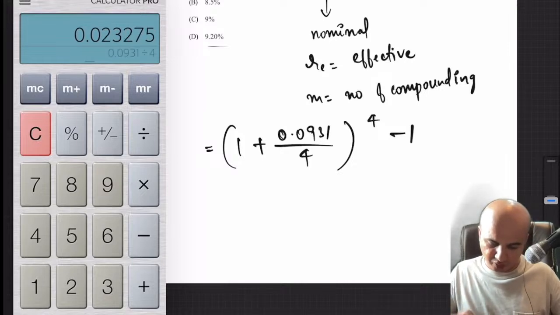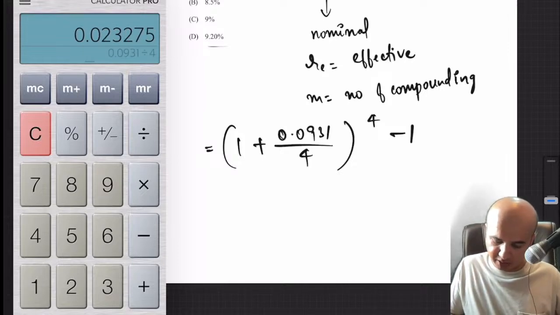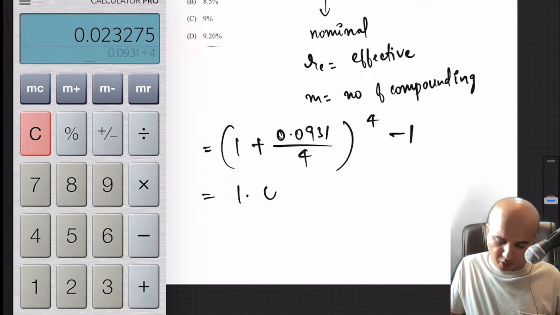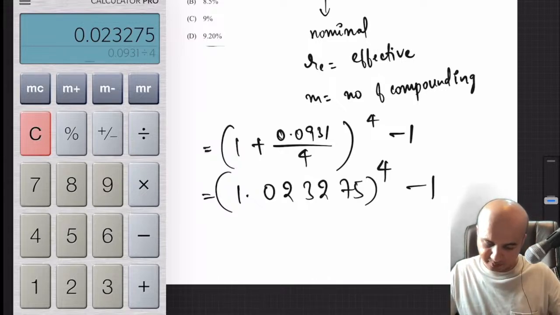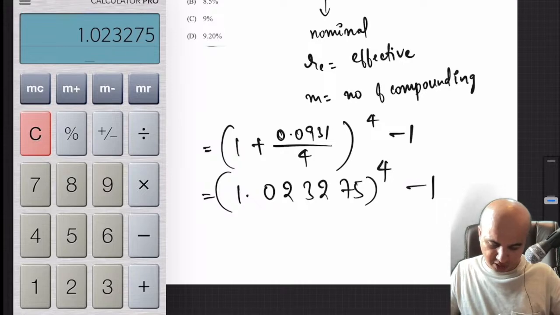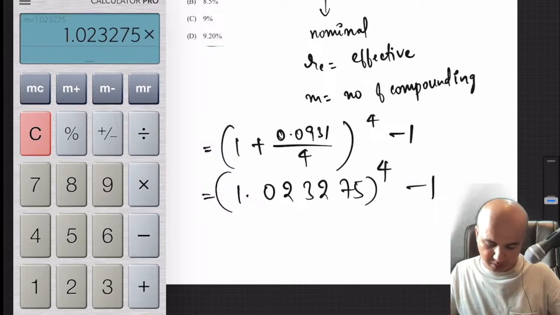0.0931 divided by 4 will be this much. 1.023275 to the power of 4 minus 1. Okay, 1.023275 into, okay, let me just memory into.